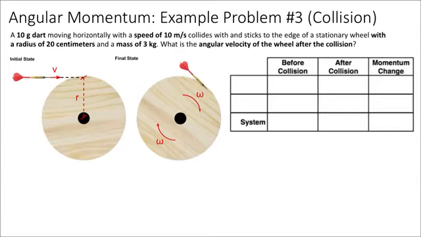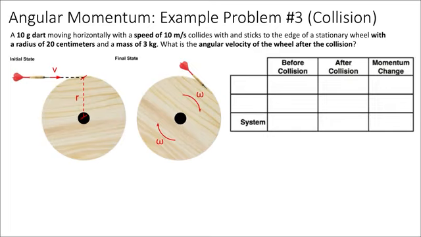All right, let's take a look at a collision involving conservation of angular momentum. Let's say we have a 10-gram dart moving horizontally with a speed of 10 meters per second that collides with and sticks to the edge of a stationary wheel with a radius of 20 centimeters and a mass of 3 kilograms. What would be the angular velocity of the wheel after the collision?